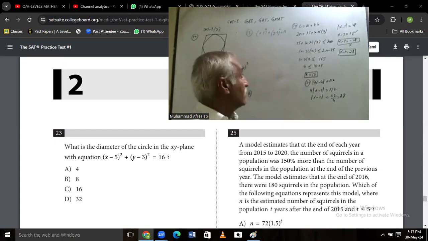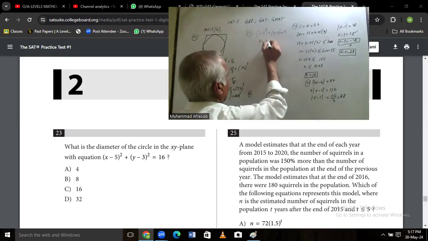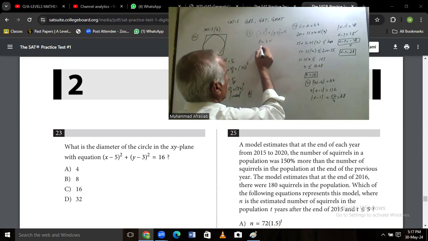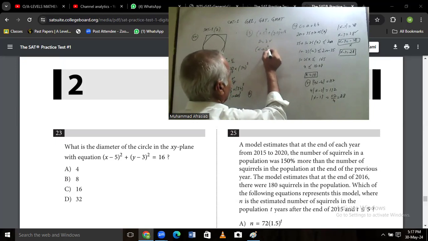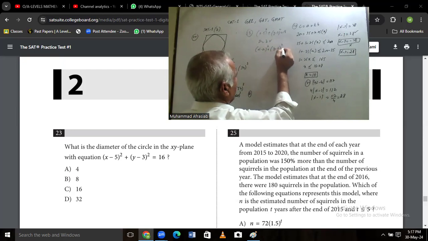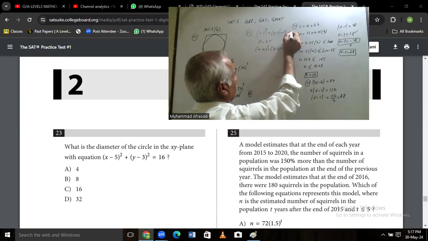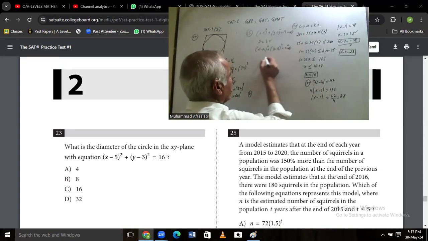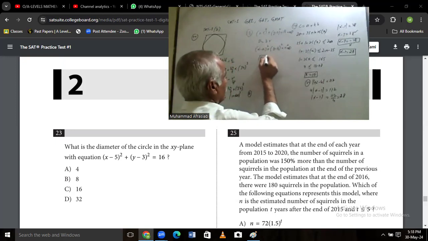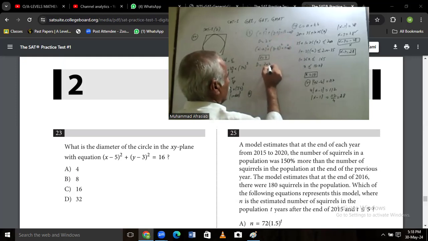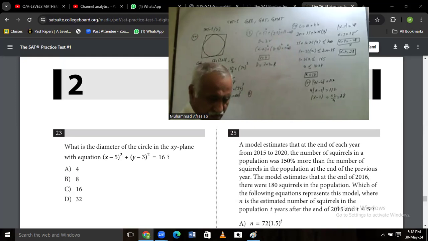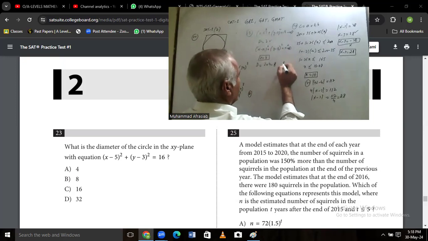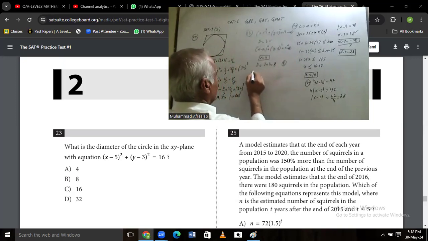Since we know that the diameter is twice the radius value, and this is the equation of the circle, if we compare these two, we get the value of r is equal to 4, because the square of that is 16. So diameter is 2 into 4, that is equal to 8. So this is the answer of this question as B part. So B is the right choice of this question number 23.